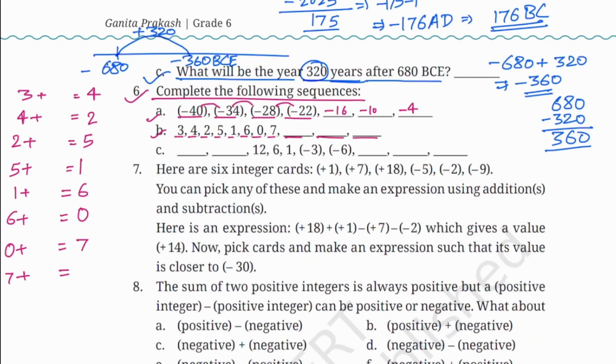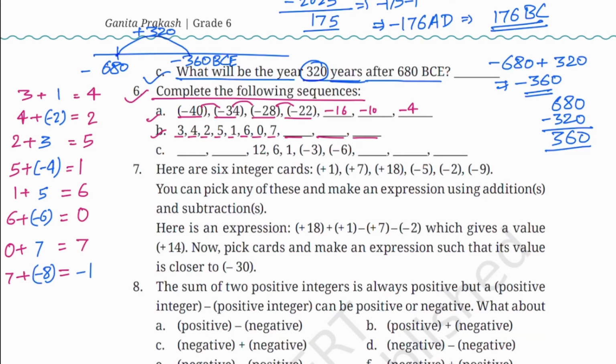Let's check what we can fill here. 3 plus 1 is equal to 4, 4 minus 2 is equal to 2, 2 plus 3 is equal to 5, 5 minus 4 is equal to 1, 1 plus 5 is equal to 6, 6 minus 6 is equal to 0, 0 plus 7 is equal to 7, 7 minus 8 is equal to minus 1.